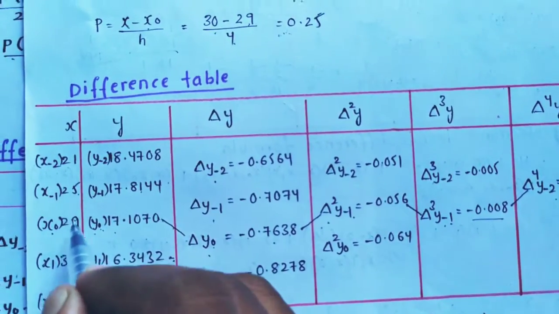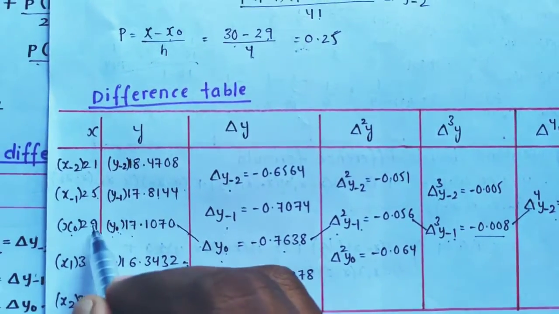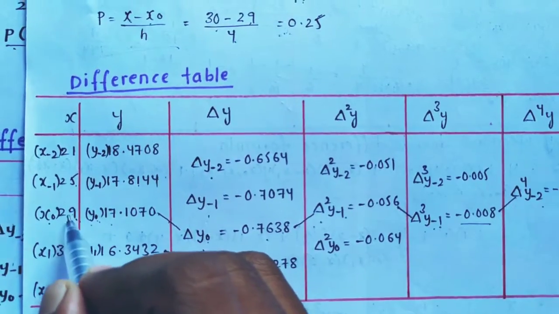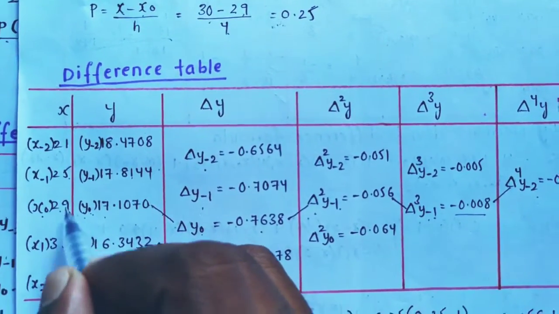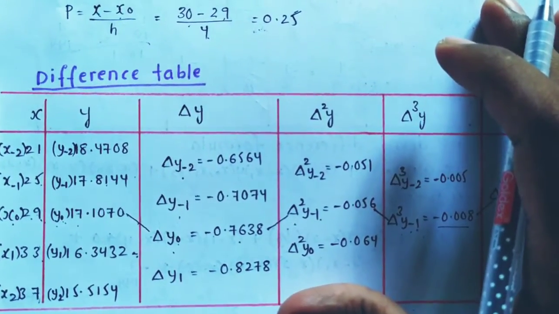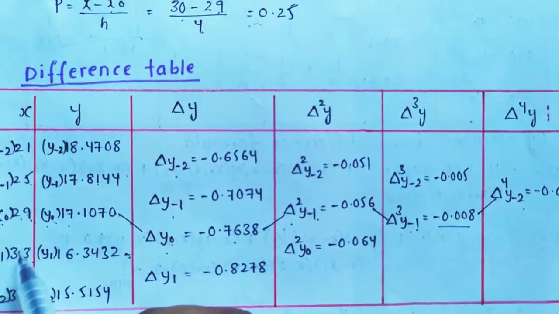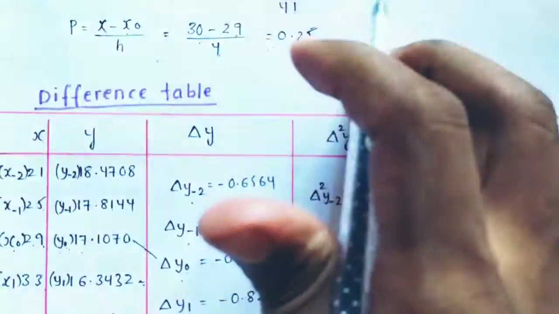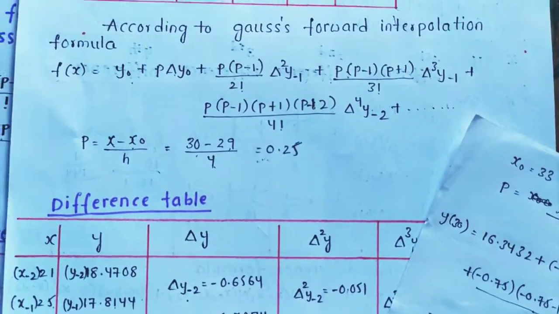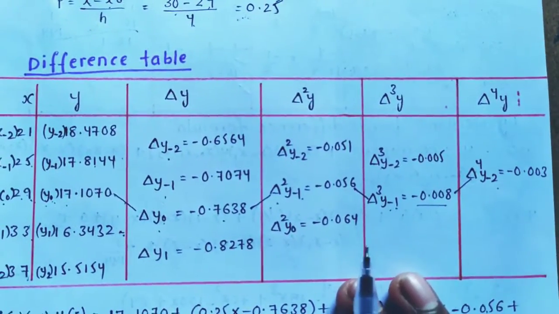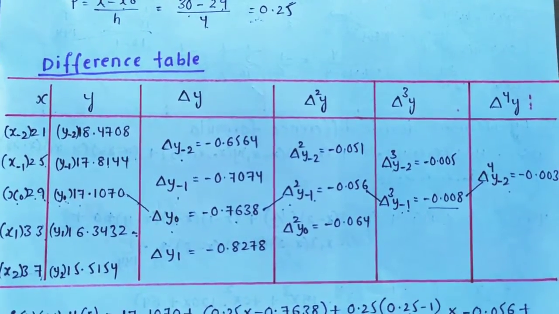Here I am choosing 29 as x0. If you take 33 as x0, we know 29 and 33, in between these two values the value of f of 30 is present. So if you take 33 as x0, similarly find out the values. If you take 33 as x0, write the formula for finding the unknown function, and the answer is the same.